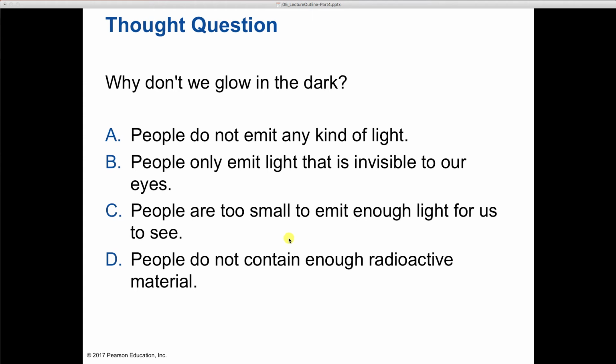No, we're pretty big. If we got hotter, we'd emit plenty of light to be able to see with our eyes. People do not contain enough radioactive material. Well, it doesn't come from the radioactive material. It just comes from the jiggling of our atoms and molecules and the electrons that make us up. So it's B. People only emit light that is invisible to our eyes. We only emit infrared light.